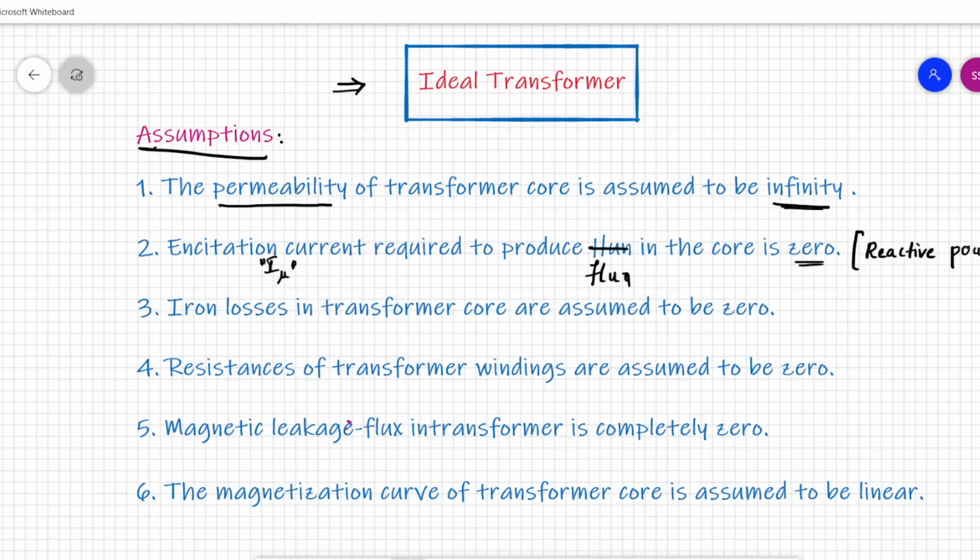Reactive power is not required, because reactive power is the power required to magnetize any inductive coil. So if there is no I mu, there will be no reactive power. That will increase the real power content.